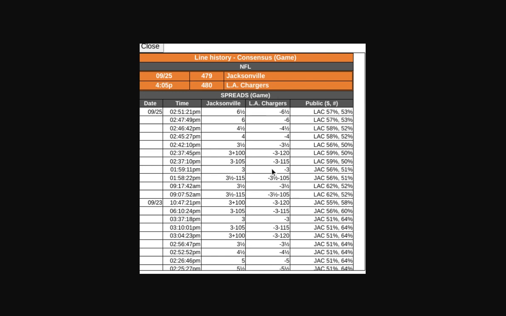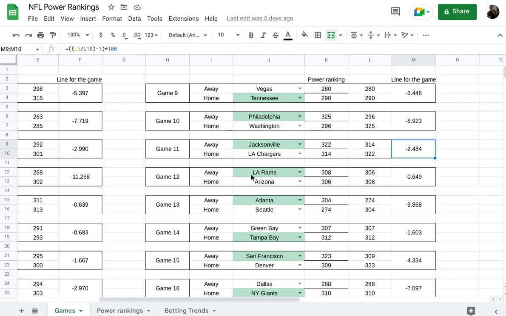Does that make sense? So this is a public line move. You don't ever play public line moves. And look what happened. Jacksonville absolutely slaughtered the Chargers. And you can see my line was pretty accurate there, or more accurate than the book's line, which is what we're looking for.